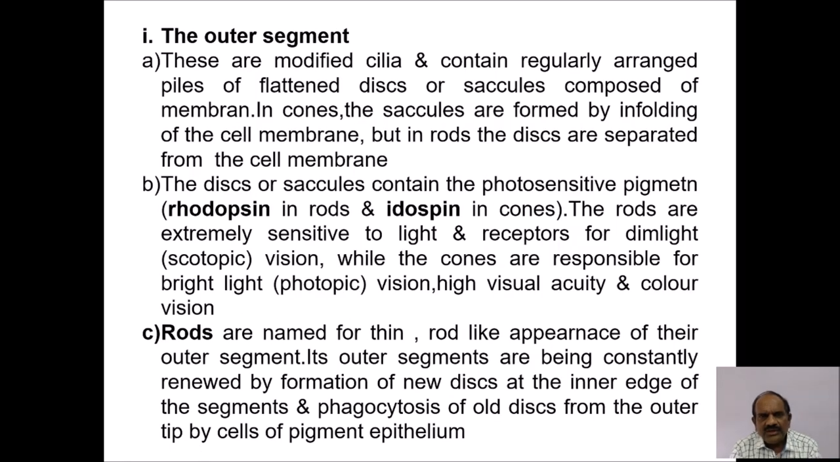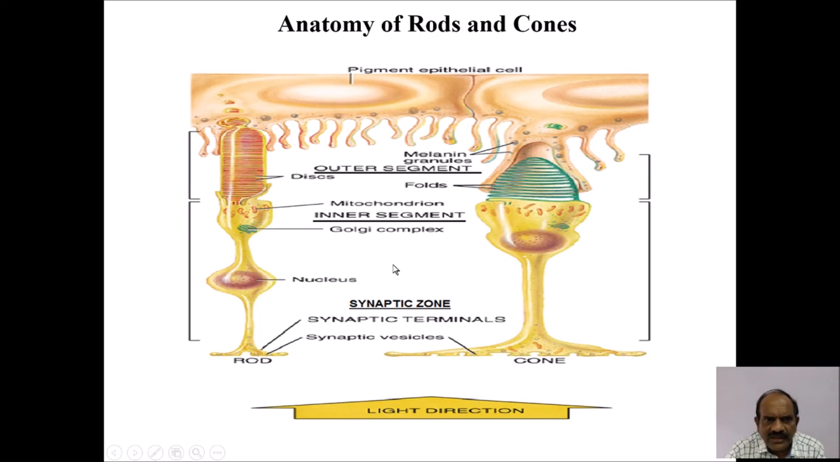Coming to the outer segment, just go back to this figure. Now it shows here the layer that we call the outer segment of this photoreceptor, the inner segment, and the synaptic zone, which forms the synapse with the bipolar cells in the figure which I have shown.